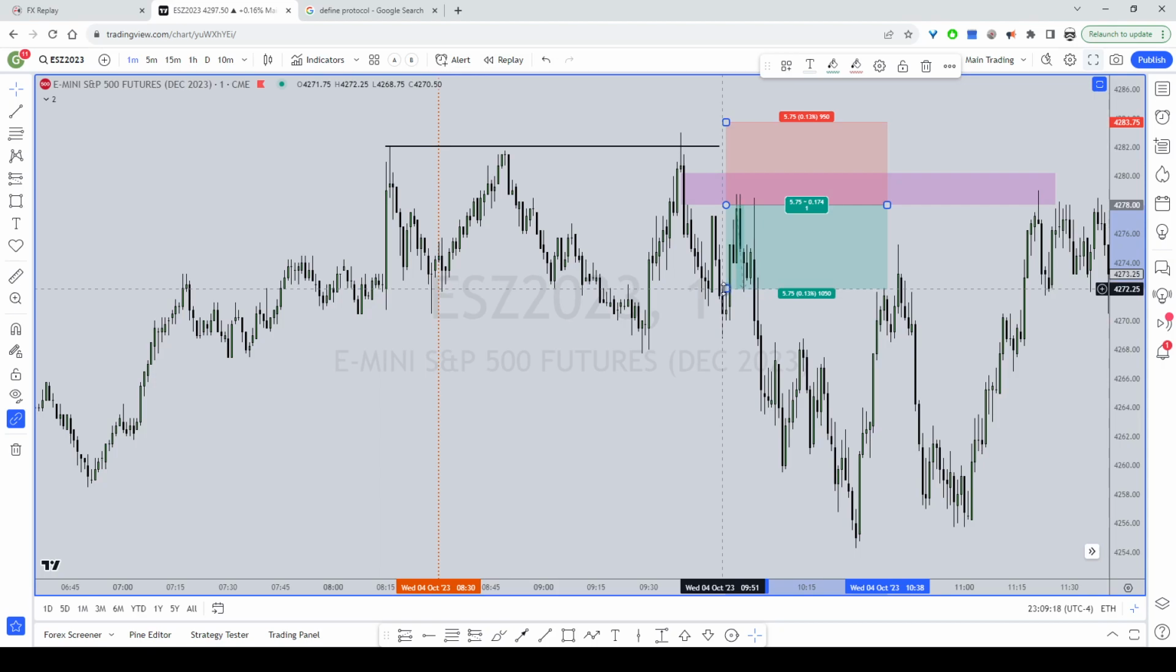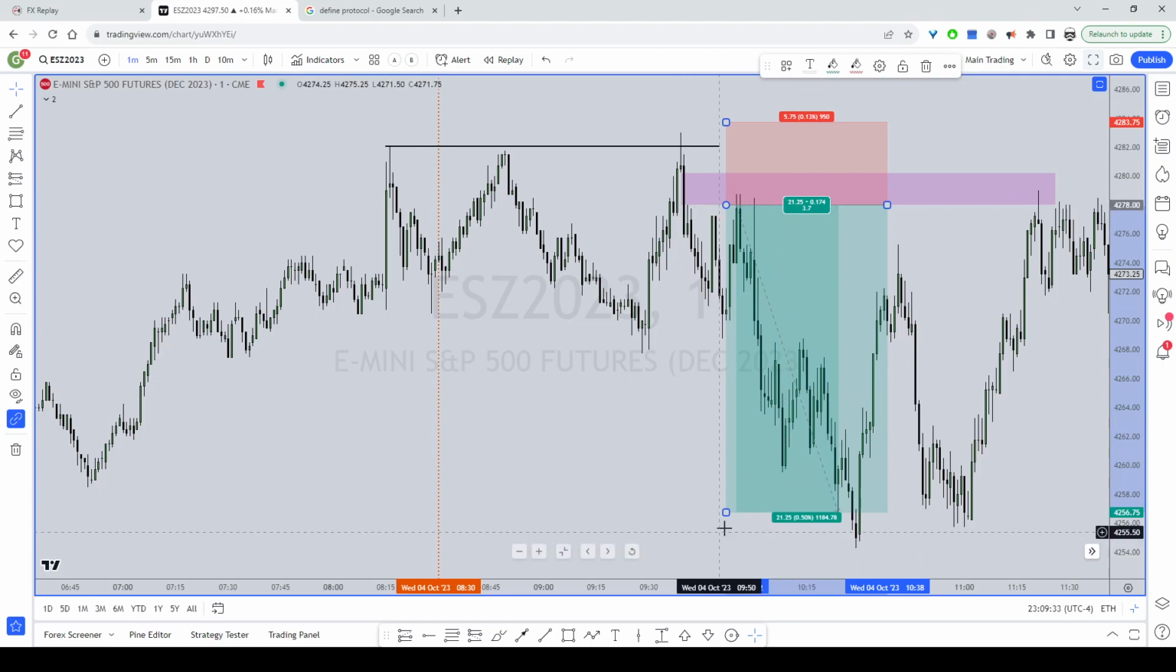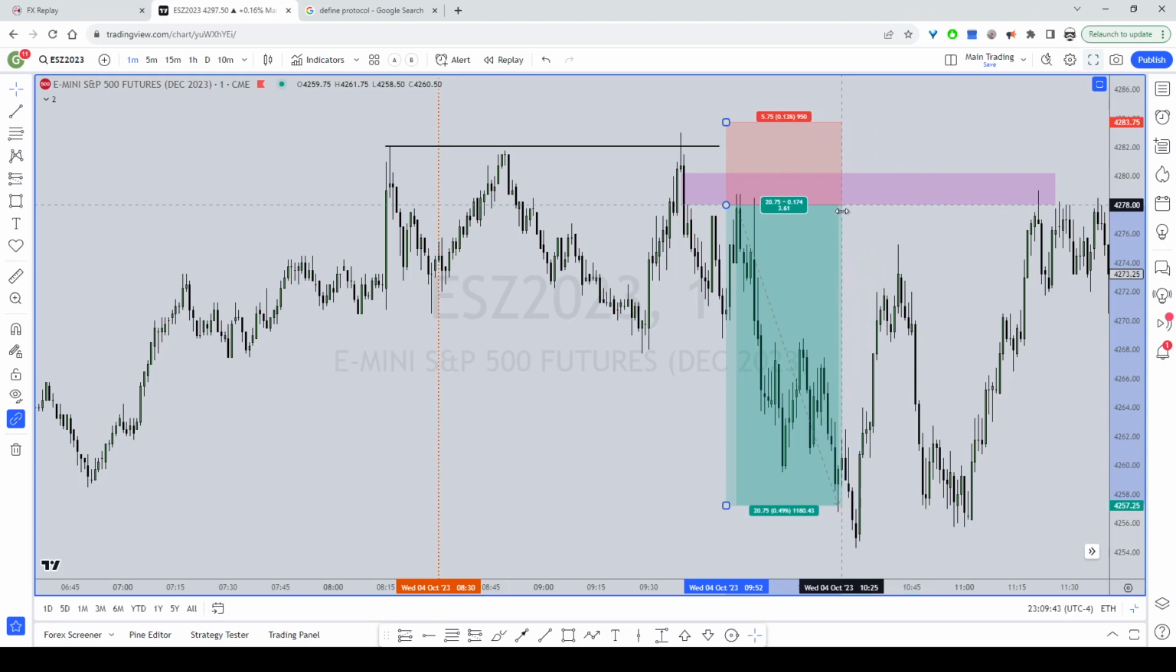Well, our protocol is going to tell us that when we get to a 1 to 2, we are going to take half off of the position. When price gets to 20 handles, we're going to take the rest off the position. These are examples of protocols. You set them in stone and you execute them as price delivers in your intended favor.